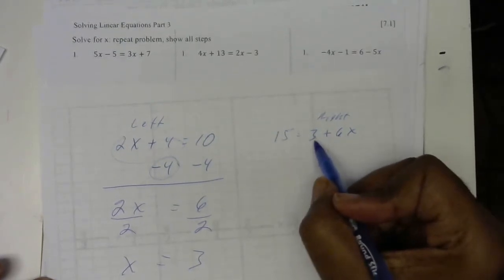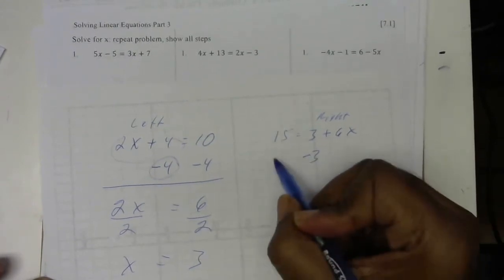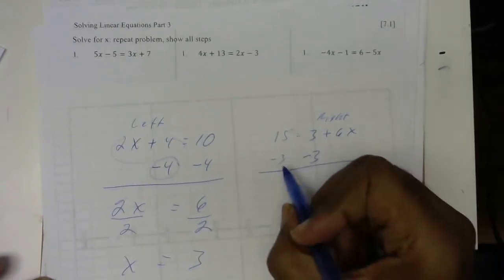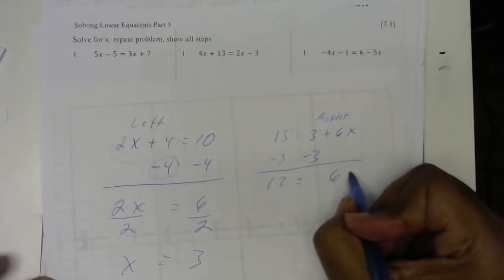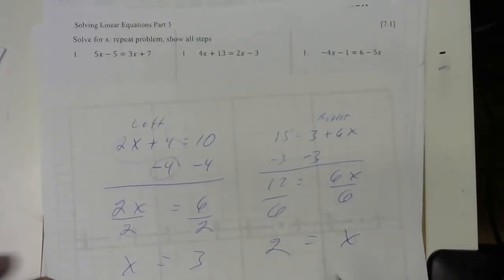Okay. For a right side problem, the number that we write is the opposite of 3, which is negative 3, right here on the right side. And then we write it again on the other side. And so we get 12 equals 6x, divided by 6, and we get x equals 2.